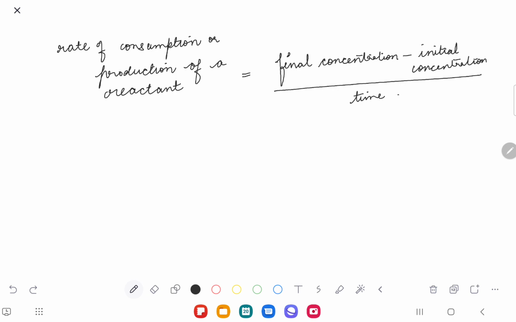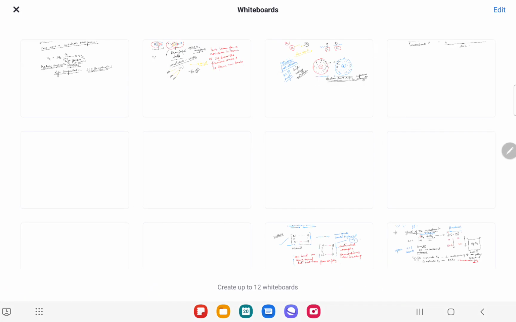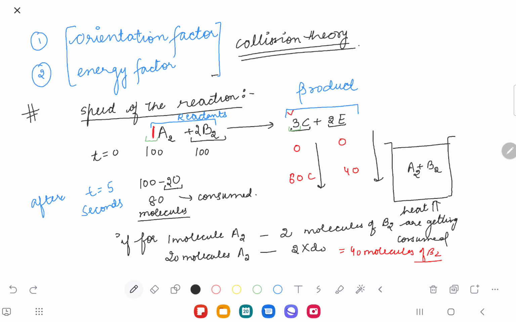Right, so the rate of consumption or rate of production of a reactant would be equal to the final concentration minus the initial concentration over time. Yes or no? So in the previous example, just have a look here. What is the initial concentration? The final concentration that is left is 80. And what is the initial concentration of A2? That is 100. Right.